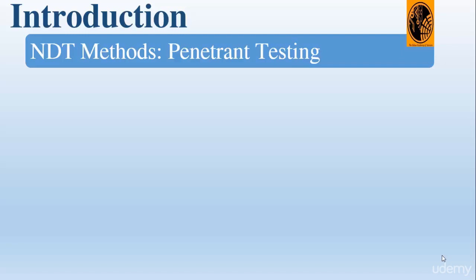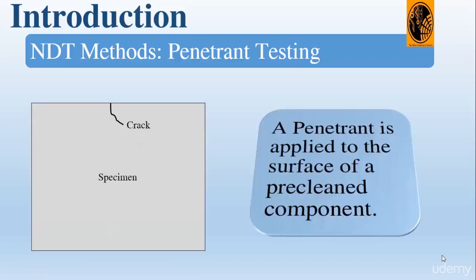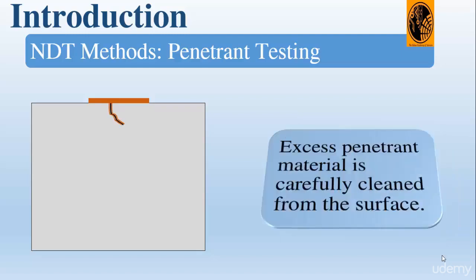The principle of penetrant testing is to apply a penetrant to the specimen. So as you can see here, this is the specimen with a crack, and we apply a penetrant on the surface. Of course, the surface should be cleaned before. The second step, we have to wait for the liquid to be pulled into the defect by capillary action. You can see it here. And then the excess penetrant is cleaned from the surface.